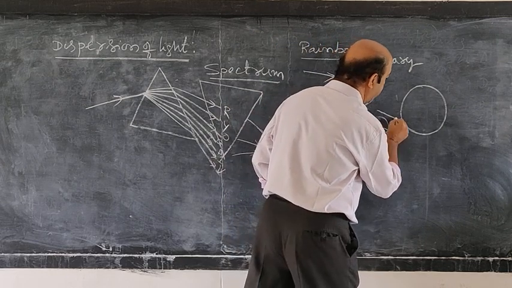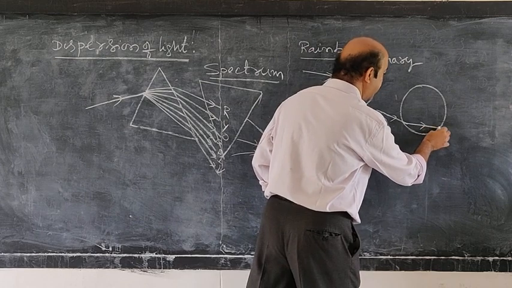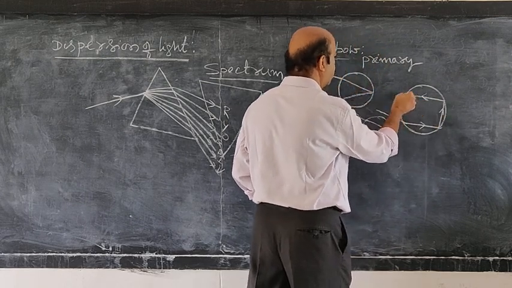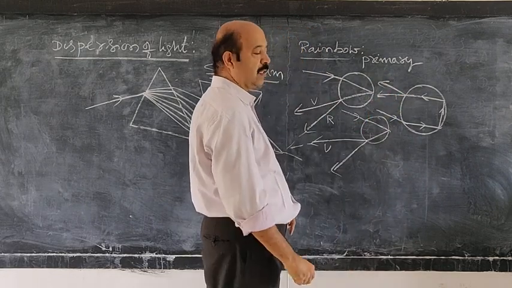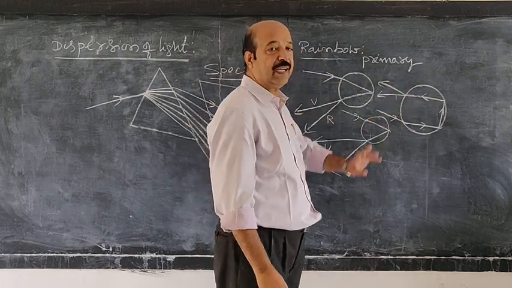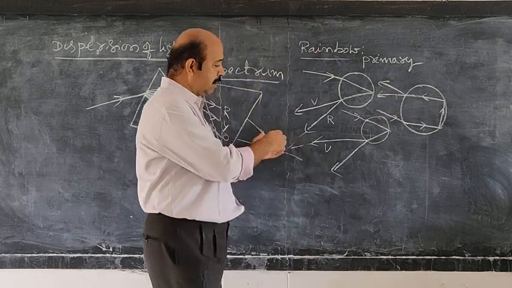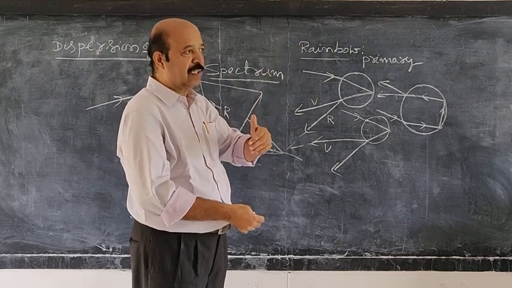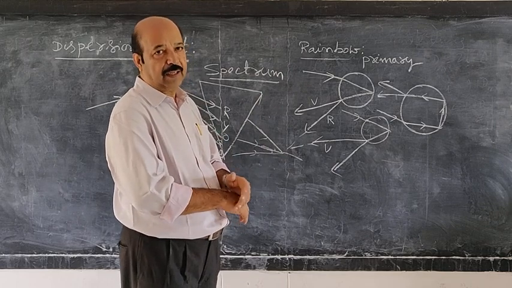Suppose a ray is incident like this, so it gets reflected from here, it gets reflected again here. So therefore, we will be netting the rays out after second reflection. Due to the second reflection, what happens is the colors are inverted. So first you see violet, then the other colors, and at the bottom you will get the red color.